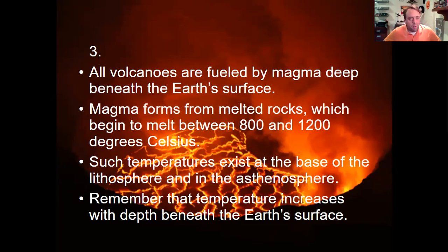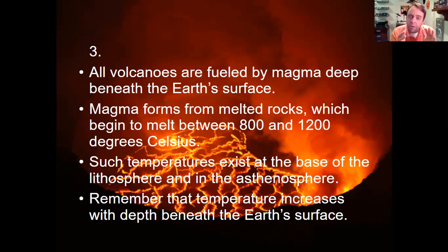Now, all volcanoes are fueled by magma. Remember, magma below the crust, lava when it reaches the surface. But all volcanoes are fueled by magma. Now, magma forms from melted rocks, pretty simple, which melt around 800 to 1200 degrees Celsius, about 2000 degrees Fahrenheit or so. Now, these temperatures really start to exist at the bottom of the lithosphere and the top of the asthenosphere. So as subduction is occurring, when it gets below the lithosphere, that's where the melting starts to happen. Maybe a little bit before then, based on the characteristics of the magma and its silica content and water content, but it's around that area.